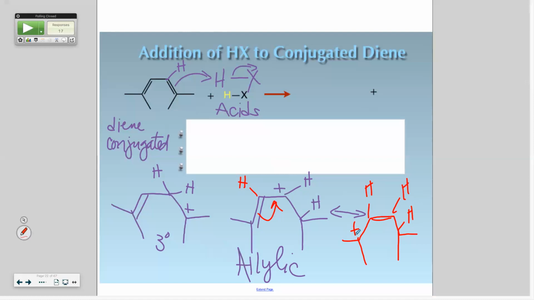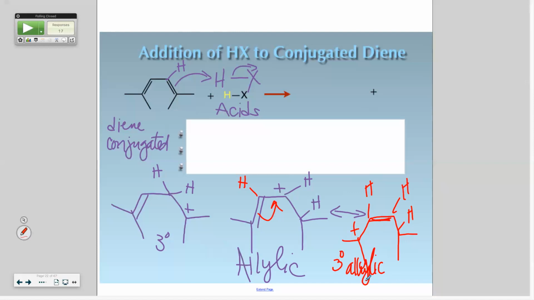When you look at all of those resonance forms, all of those cations, which one do you think is the most stable? This one's tertiary. This one's allylic. What's this one? Tertiary and allylic, right? Because it's next to this double bond up here.